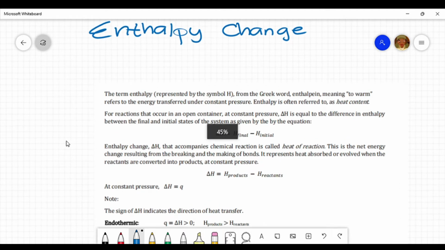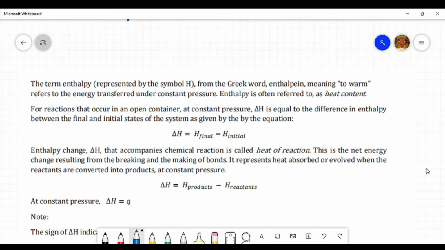In your module, you can read that the term enthalpy, represented by the symbol H, is from the Greek word enthalpein, meaning to warm. It refers to the energy transferred under constant pressure. So the constant here is pressure, not constant temperature or whatsoever. Enthalpy is often referred to as heat content.